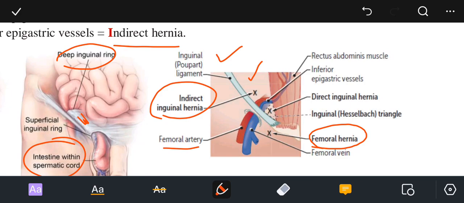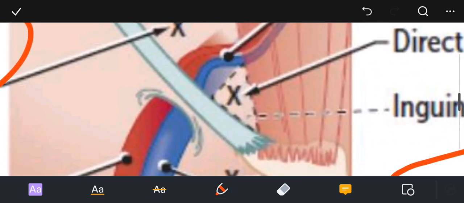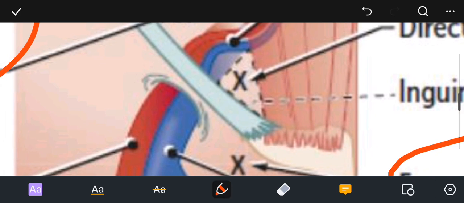So a direct inguinal hernia is present in the Hesselbach triangle, like this small thing. If I could zoom it in, so now you can see it better. There is a triangle. They have formed a triangle over here, like this, this, and this. So this triangle is formed by three things. The lateral wall is formed by the inferior epigastric vessel, the medial wall is formed by the rectus abdominis muscle sheath, and the lower border is formed by the inguinal ligament.